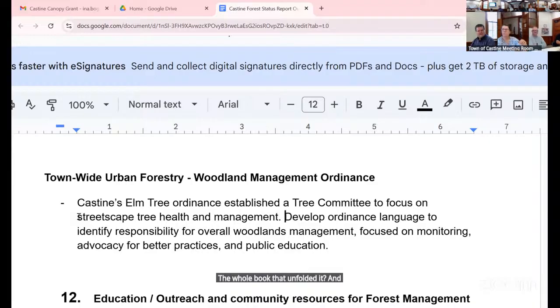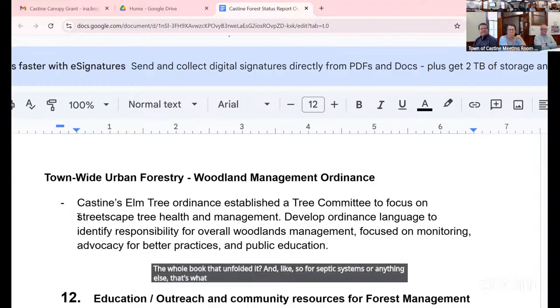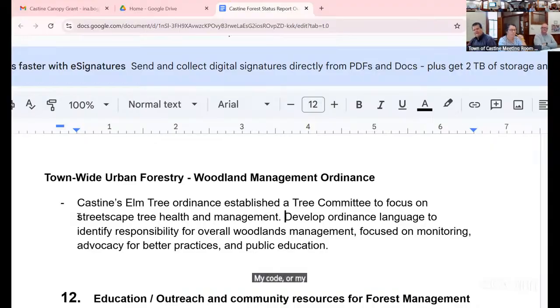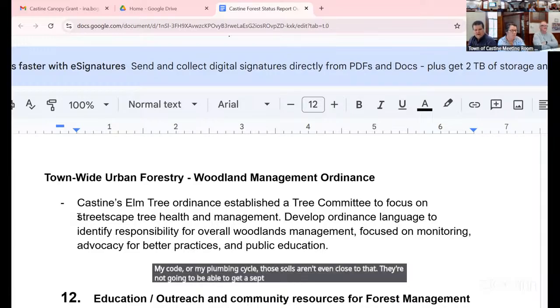So for septic systems or anything else, that's what they would operate from, and then my code or my plumbing secretary says those soils aren't even close to that, they're not going to be able to get a septic system in that spot, whatever.